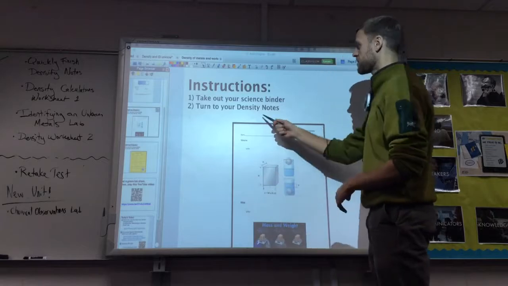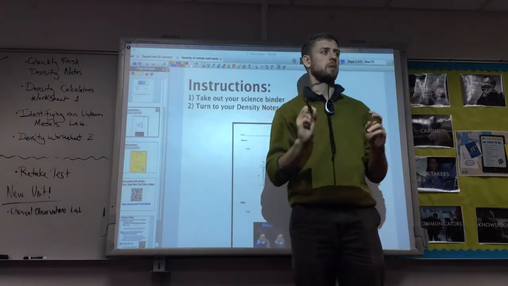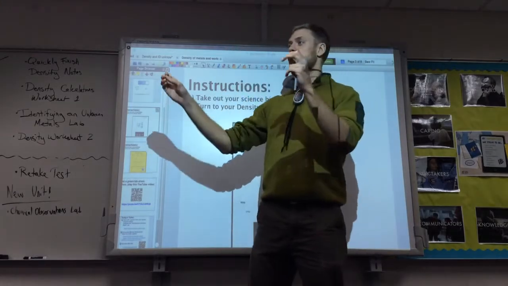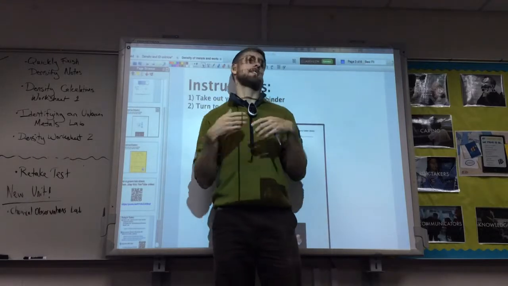As you can see on the board, your instructions are to have your density notes out. Thank you for having your density notes out. We're going to finish those today. The reason we're finishing the density notes is you need to know how to calculate density, right? Why do you need to know how to calculate density in my class?